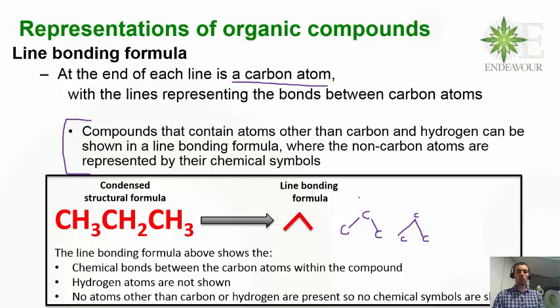It is most commonly used when you've got a really long structure. So for example, the line bonding formula, like this, could be used to represent a really long hydrocarbon structure that's made up of lots of different carbons. So remember, at each point on the line, at the end of a line here, we've got a carbon atom. So that would correspond to 1, 2, 3, 4, 5, 6, 7, 8, 9, 10, 11, 12, 13 carbon atoms within that line bonding formula there.